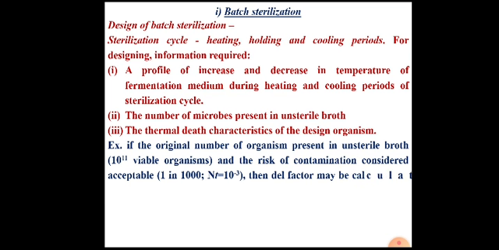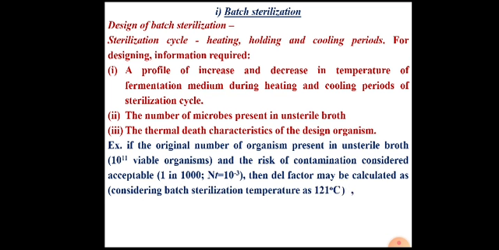Let us understand the process of designing batch sterilization with the help of one example. In this example, let us consider the original number of organisms present in the unsterile broth to be 10 raised to 11 viable organisms. This is the value of N0. Then, as we have learned, the value of Nt has to be considered in the form of risk of contamination. It is never considered as 0.